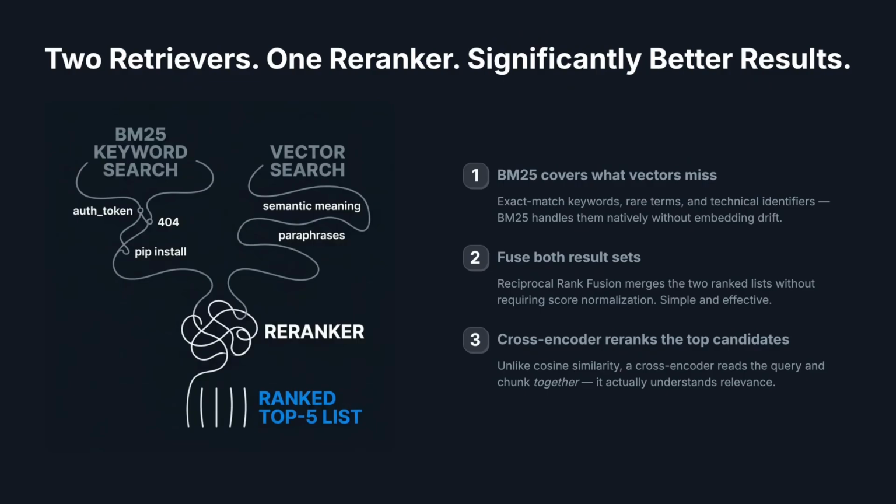Alright, so hybrid search is basically just two retrievers running side by side. BM25 is your keyword guy. It catches exact stuff, product codes, function names, weird identifiers. Vectors handle meaning, paraphrases and synonyms. We mash both result sets together, then a reranker comes in and rescores the top candidates. That last step is where the magic happens. The reranker looks at the query and the chunk together, so it just knows what's actually relevant.